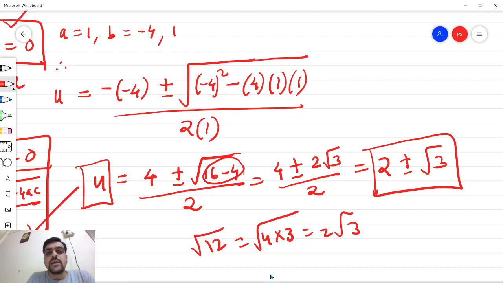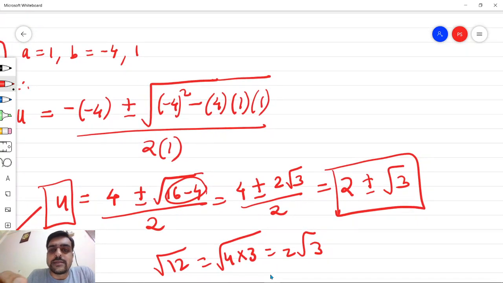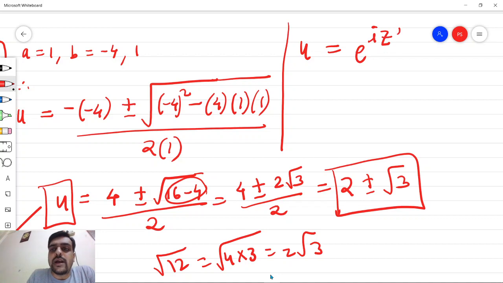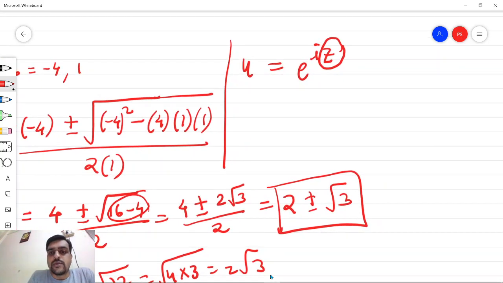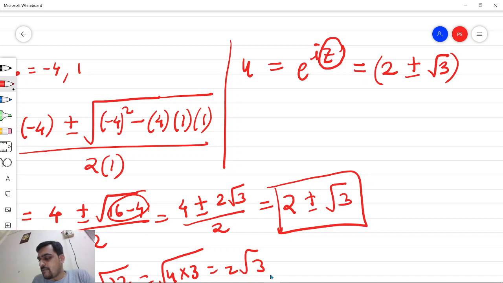But remember, u was introduced by us as a part of change of variable. So u was originally equal to e raised to i z, and we are interested in finding out the value of z. So yes, u is equal to e raised to i z, which is equal to 2 plus or minus root of 3. Remember, this is a purely real number.